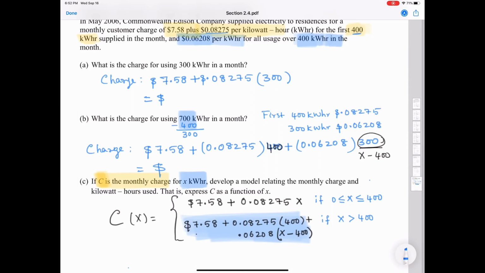By doing so, we have created the monthly charge C as a function of X, which is the kilowatt hour usage. Okay, I hope you understood. If you have questions, please feel free to ask.